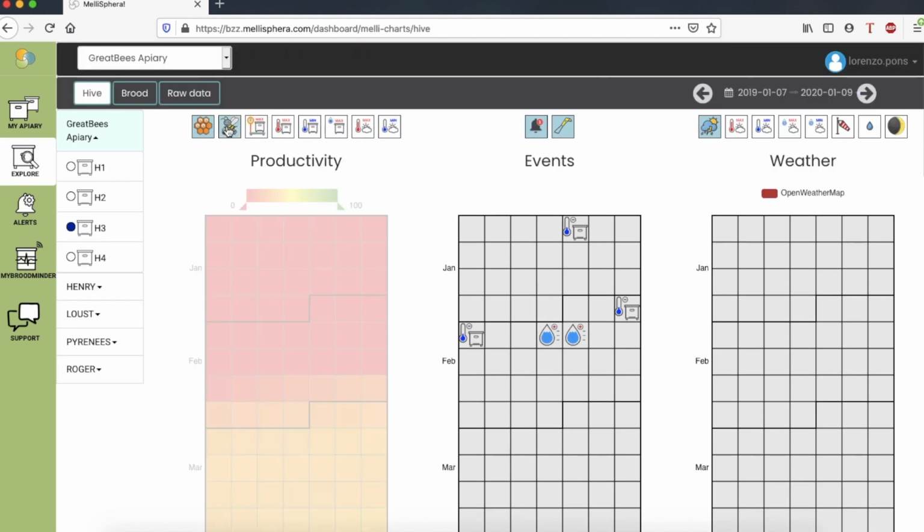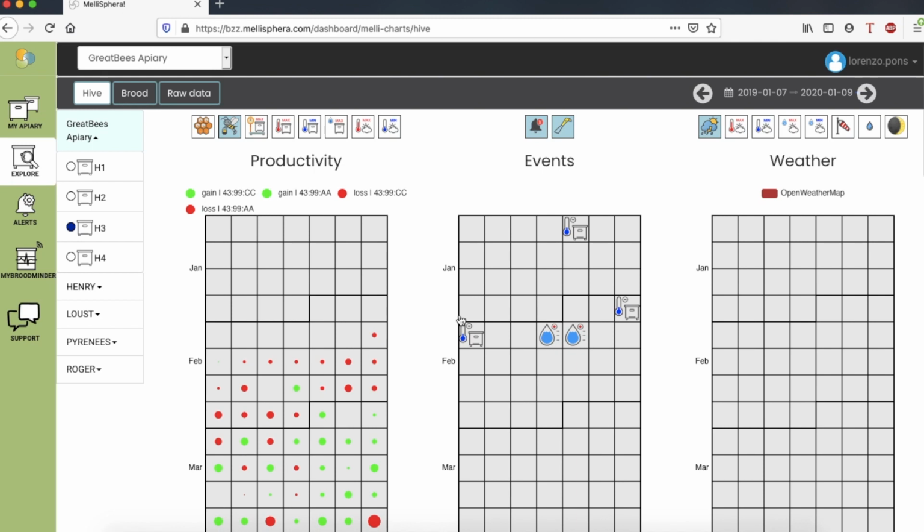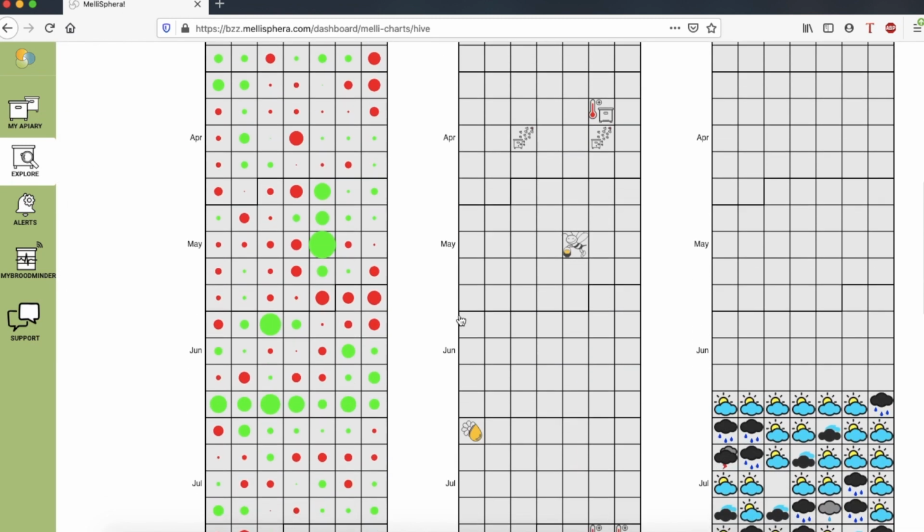We can shift to the productivity, and 6.9 kilos that day. Pretty sure they were robbing some neighbor hive. And this one is about this honeydew that week. This is where I produce honey. 2 kilos, 2.5. Yeah, nice.